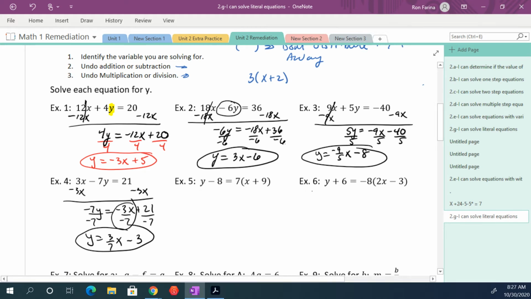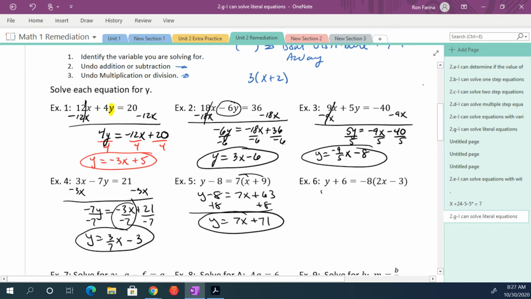Now the next one, example 5 and 6. These are what we call in second semester point slope form. And anytime we see this, the first thing we do is we distribute. 7 times x would be 7x. 7 times 9 would be 63. So this is a case where distributing does benefit. Now, all I have to do is get rid of the 8 to get y by itself, so I add it to both sides. Y equals 7x plus 71.